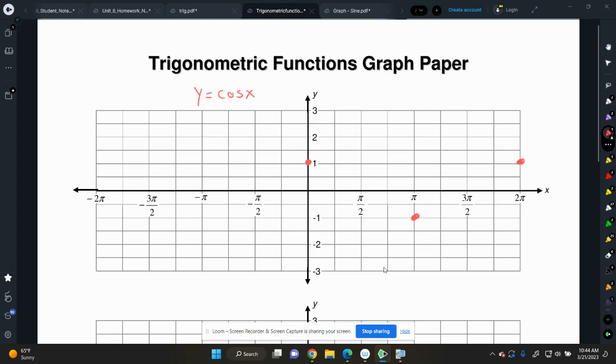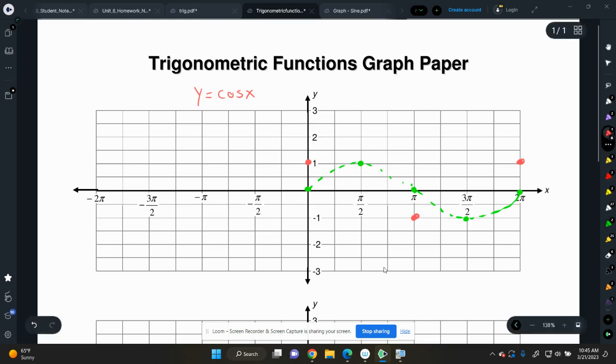Okay, so when we were graphing the sine function, I'm just going to sketch the sine function in here. When we were graphing the sine function, we plotted at 0, we plotted at 2 pi, and then we plotted in the middle, right? And then what did we do? We went in the middle of those, right? So let's do that with cosine.